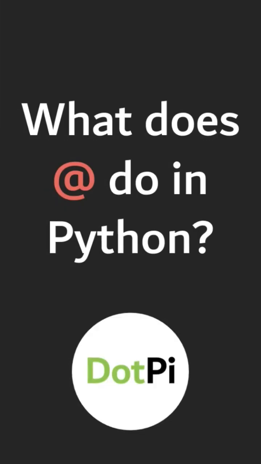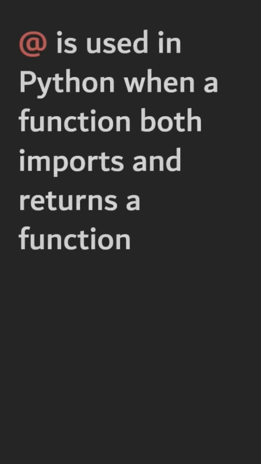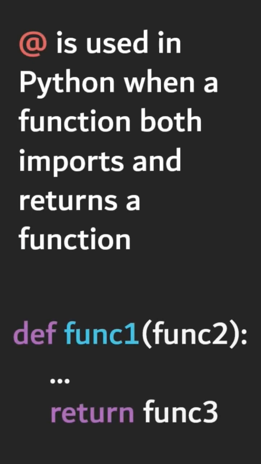What does the ampersand or at symbol do in Python? We use the @ symbol when a Python function imports a function, then makes some changes to it before exporting it again. And we call those functions decorator functions.